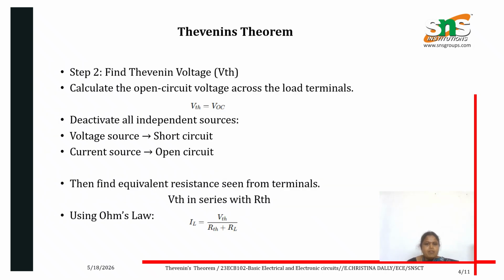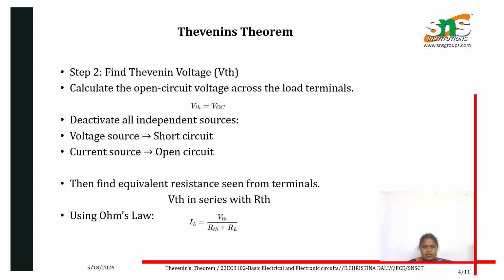In step 2, we are going to find the Thevenin voltage. To find it, we have to calculate the open circuit voltage across the load terminals. That is, VTH should equal VOC. The next one, we have to deactivate all the independent sources. The voltage source should be short circuited and the current source should be open circuited.